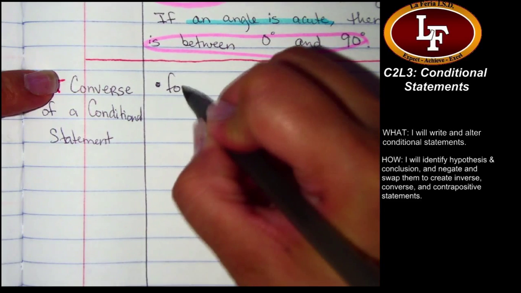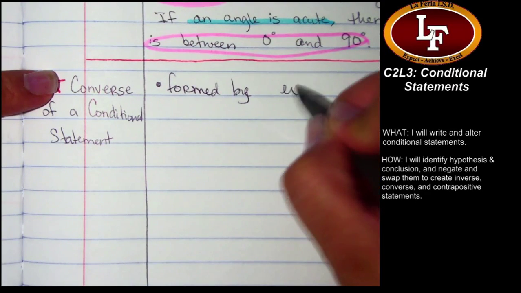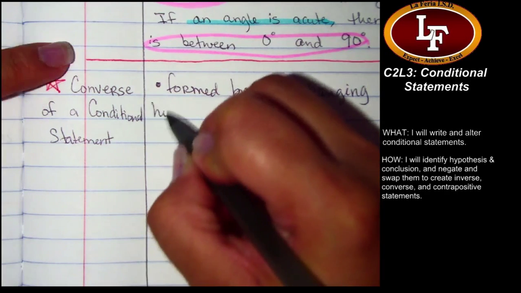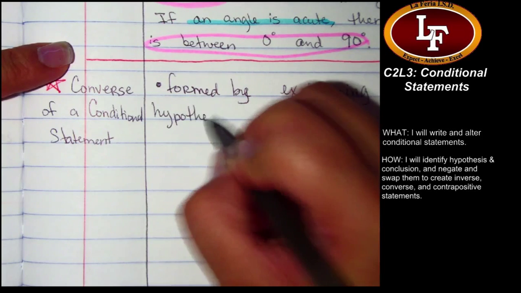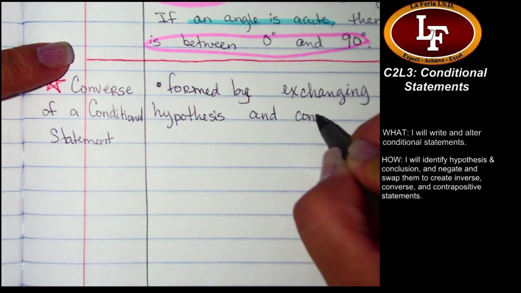Grandma converse. That's what converse is going to do. The converse is formed by exchanging the hypothesis and the conclusion and getting them in the wrong order from what you were given.